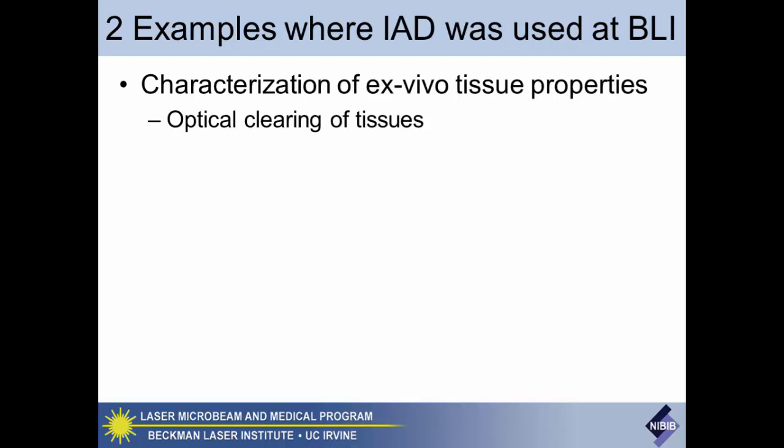So one of the examples where we've used this here is to characterize ex vivo tissue properties. There was a project going on looking at the properties of optical clearing materials to try to get deeper measurements into tissue.